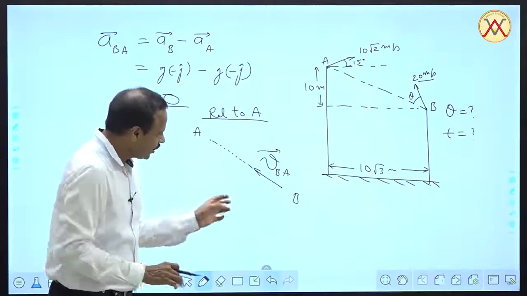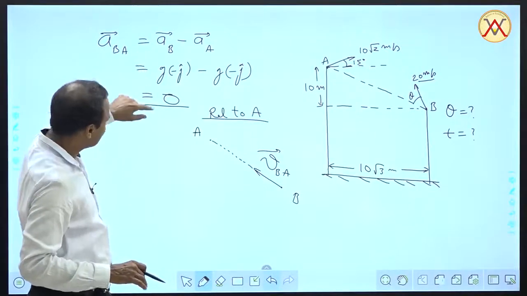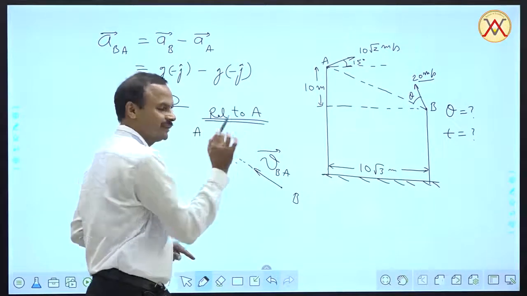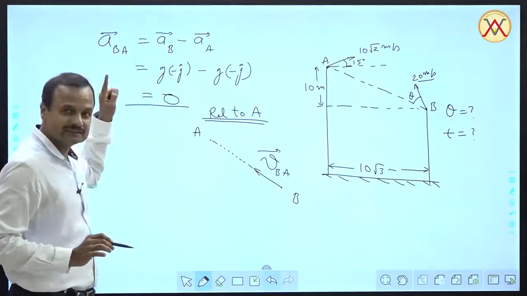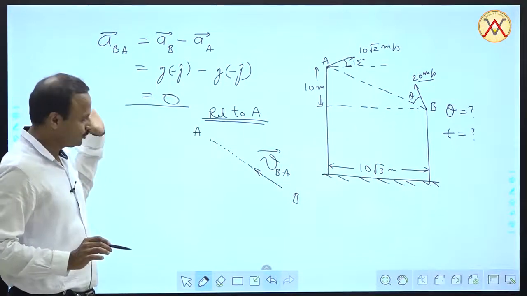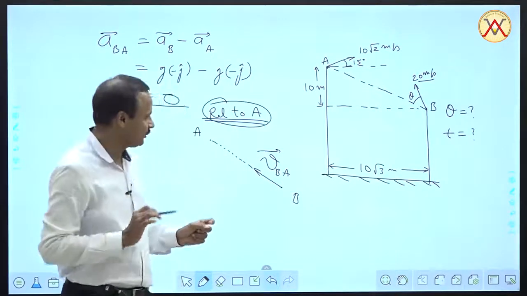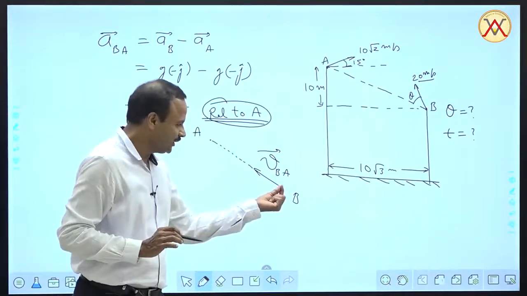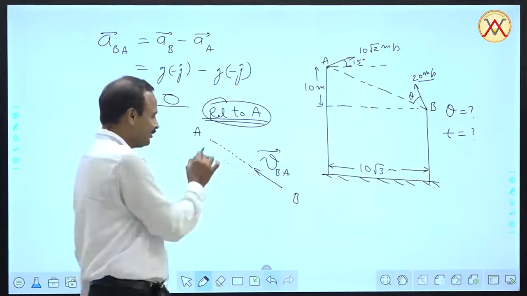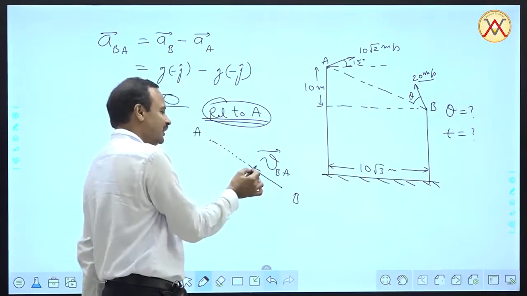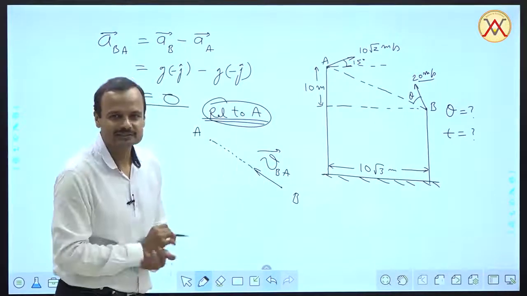You may wonder what happened to gravity here. See, we have already done that. We are doing it relative to A, and the acceleration of B relative to A is 0. So we have taken care of that. There is no acceleration if I am in the frame of reference of A. B doesn't have any acceleration. It will just go straight. And if A is not moving and B has to hit A, the only way is that its velocity has to be directed towards A.